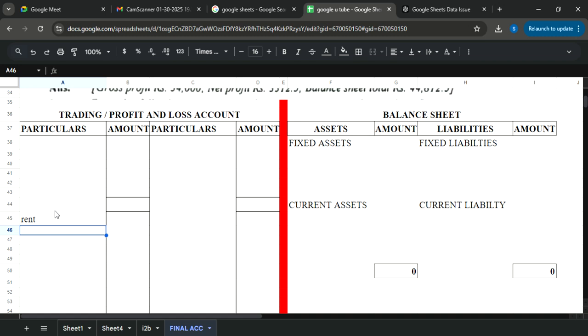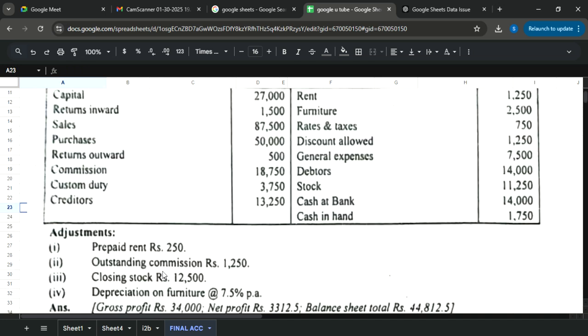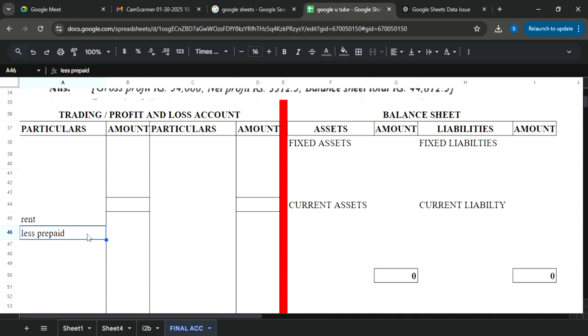Secondly, in adjustments we have learned that prepaid should be subtracted. So here you will write less prepaid. Now we will see how much the prepaid amount is, that is 250. So here you will post 250. After a while we will see how much rent is, or you may write rent right now. It entirely depends upon your choice. You may write the amount of rent from the trial balance right now, or write it later on. But first we have done less prepaid. Prepaid should be subtracted, and the second effect of prepaid is that it should be present on the asset side. The adjustment is 250, so you will write 250 over here.